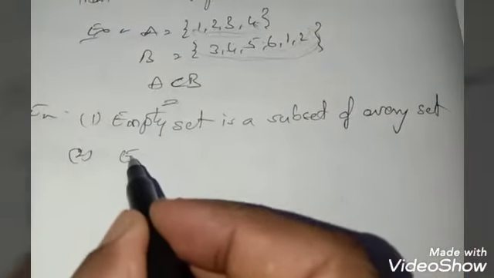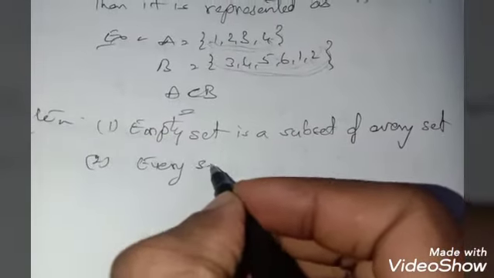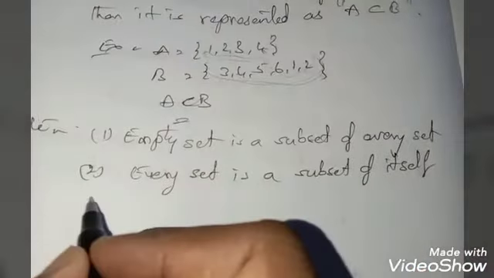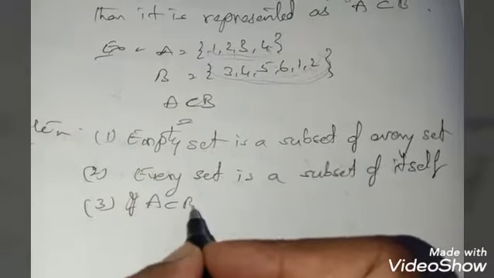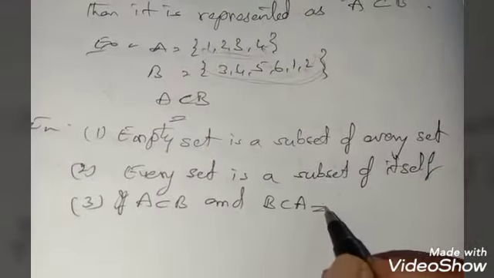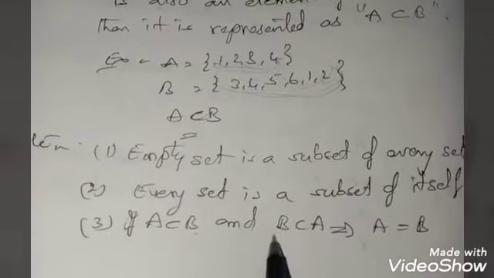If I go for the second one, every set is a subset of itself. Now the third one: if A subset B and B subset A, which gives the result A is equal to B, meaning A's values are there in B and B's values are also there in A, therefore A is equal to B.